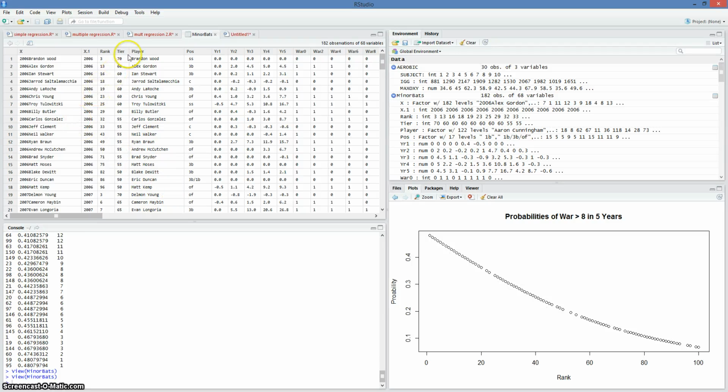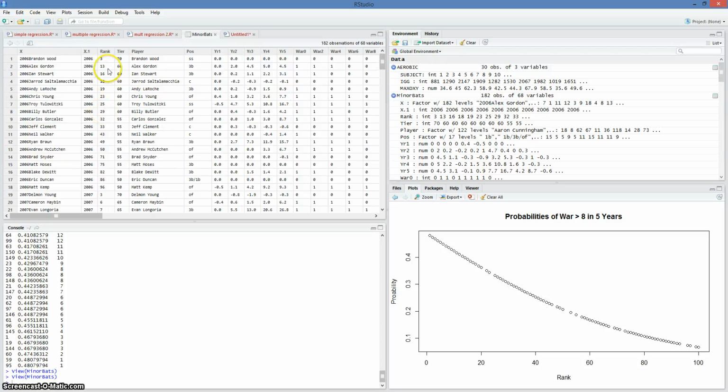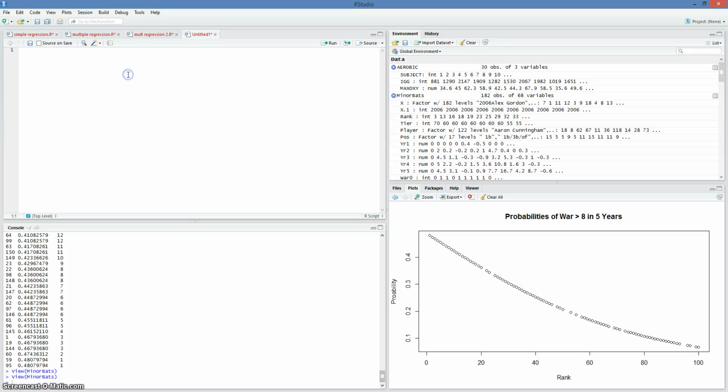So Brandon Wood actually failed. I don't think he was very good, but we'll find out, given this data over the years, what kind of probabilities rank has on success in the MLB. So let's get started.